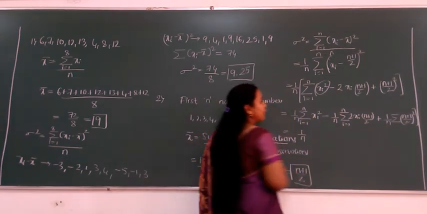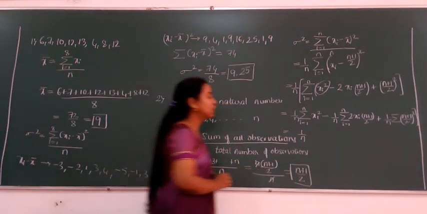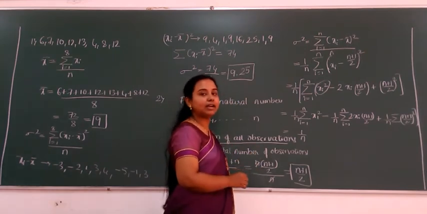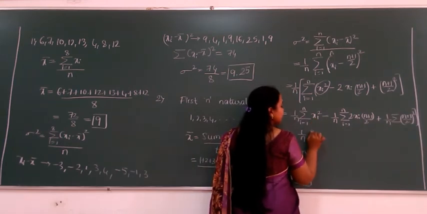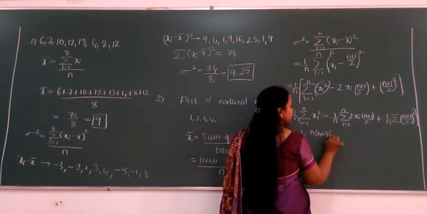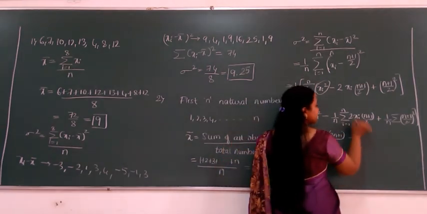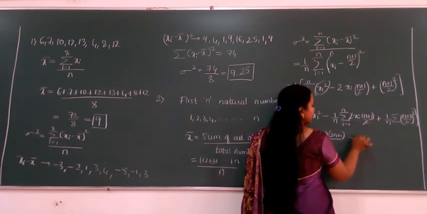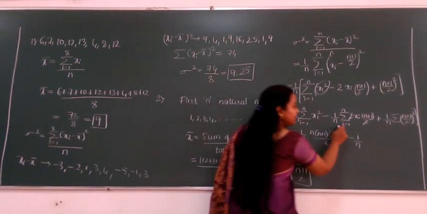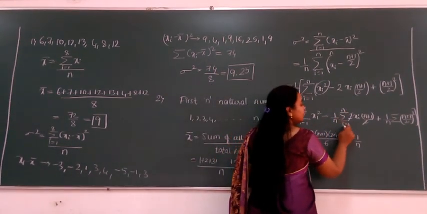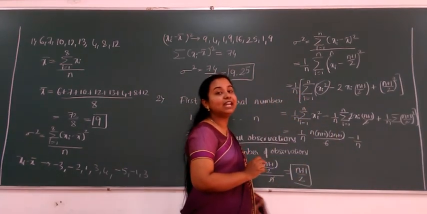Now let us write 1 by n. What is the summation of xi square, which you have already learnt in sequence and series. Otherwise also, at the end of the problem I'll write all the formulas and explain. Sum of xi square is nothing but n into n plus 1 into 2n plus 1 by 6, minus here 2 and 2 will get cancelled, 1 by n as it is. Always the summation will be applied to the limits we are considering, where i goes from 1 to n.